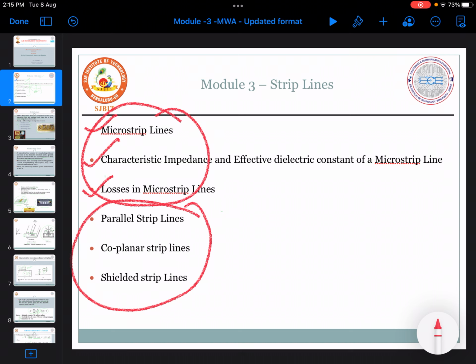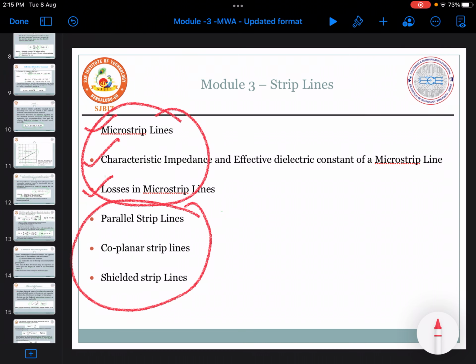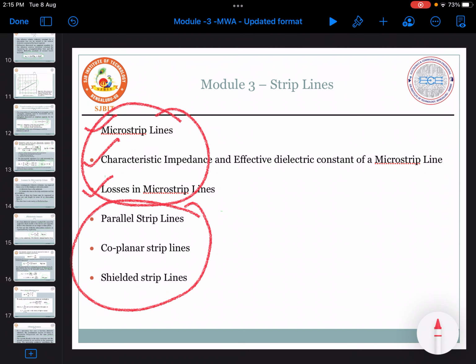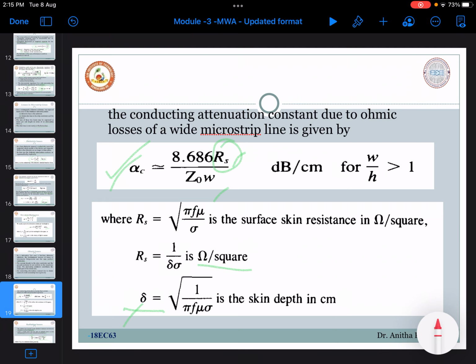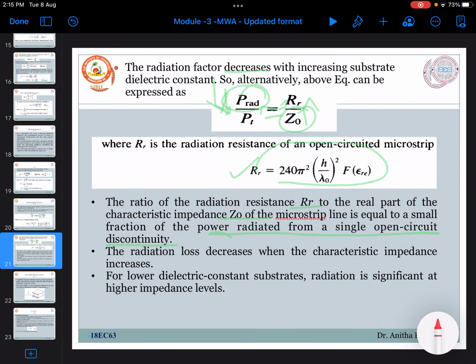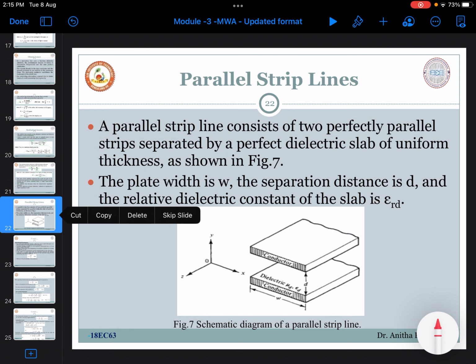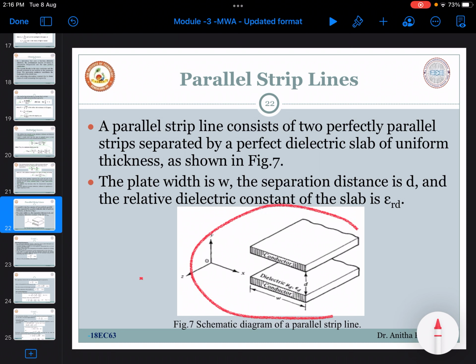shielded strip line. So if we look into the parallel strip line, as I have told you, all the strip line configurations will have a dielectric material, then a top layer conductor and a bottom layer. This is the geometry of a parallel strip line. One can notice that you have a dielectric material separated by conducting material placed on the top layer, and the conducting material placed on the bottom layer, acting as a ground plane.